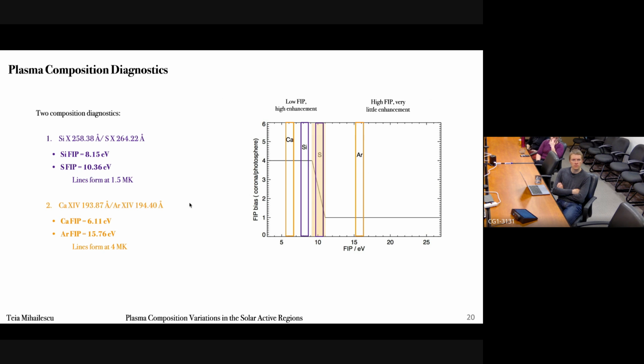And the second, which is the difference that I'm going to explore further, is that the lines form at slightly different temperatures. The silicon-10 to sulfur-10 forms at about 1.5 megakelvin, while calcium and argon form at about 4 megakelvin. The loops we're looking at emit at both these temperatures, and we're not exploring this link with temperature further, but it's something to keep in mind that is also different between the two diagnostics.